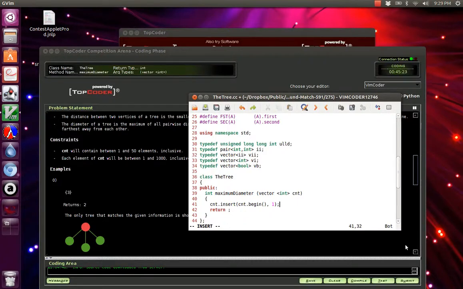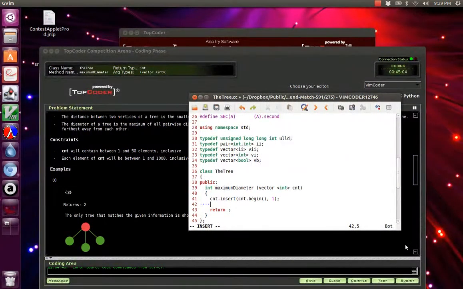So this will be a commentary for Topcoder SRM 591 Division 1, I think. Yeah. So for the 250 problem, the problem statement is as follows.